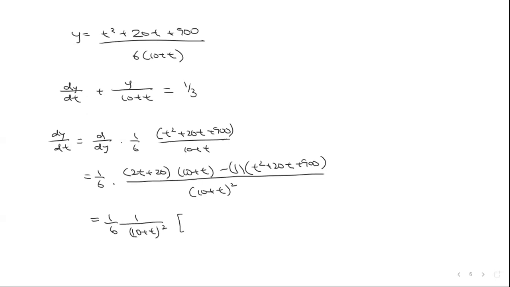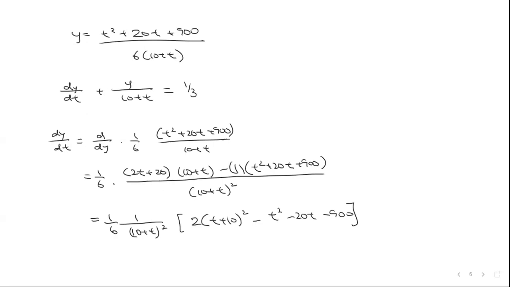we've got 2t plus 20. So I guess that's 2 times 10 plus t all squared. We factor out the 2. That's 10 plus t all squared minus, well, t squared minus 20t minus 900. So actually, a lot of things will cancel out if we were to expand. But I don't really want to expand for now.